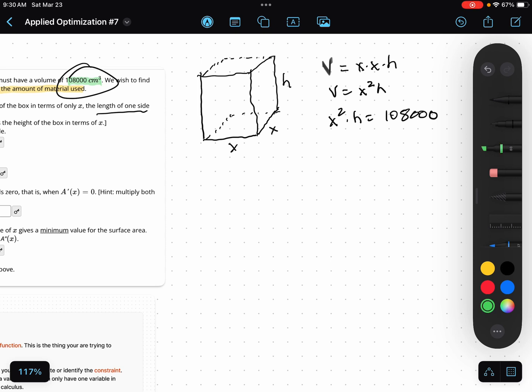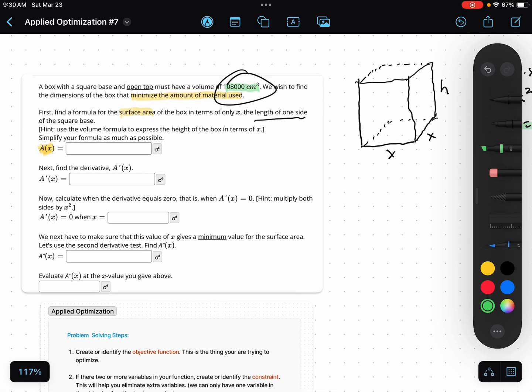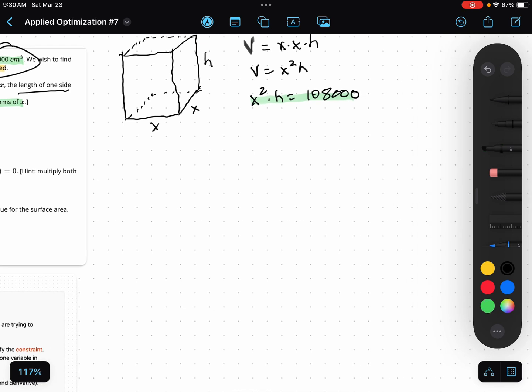It's the thing that we're going to use to eliminate variables, just like the hint says. The hint says, use the volume formula to express the height in terms of x. That means solve for h. So if you go over here to your constraint and you solve for h, all you really need to do is divide both sides by x squared.